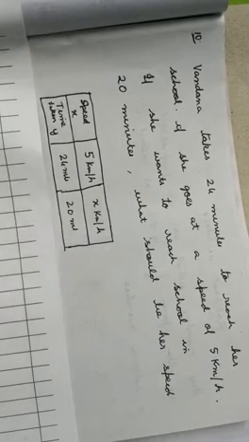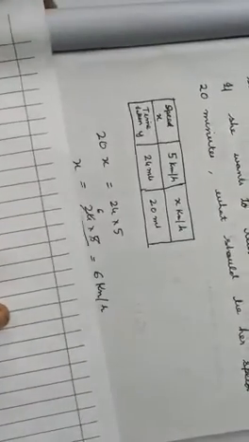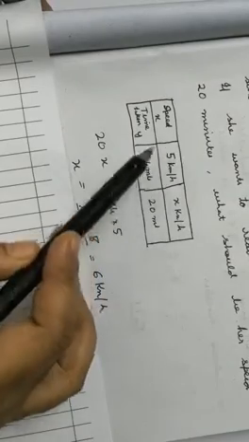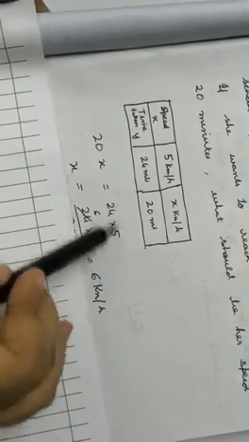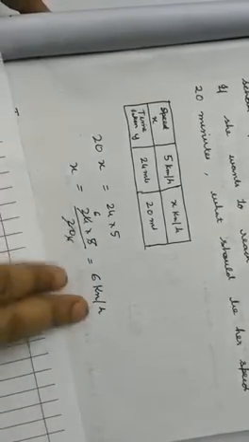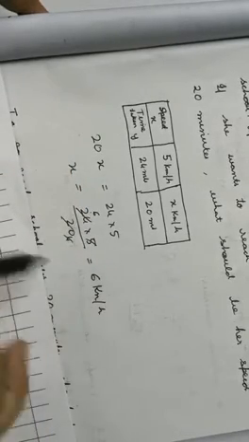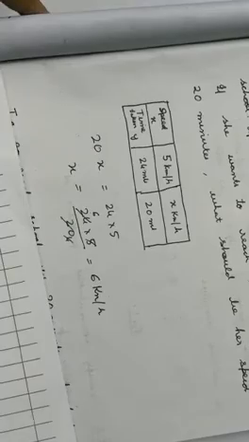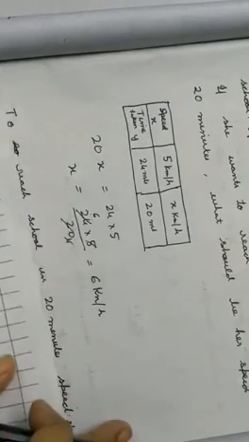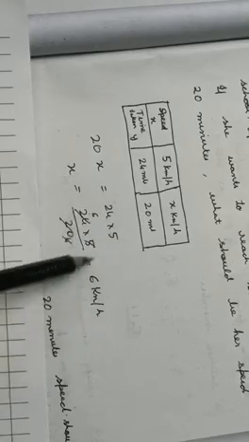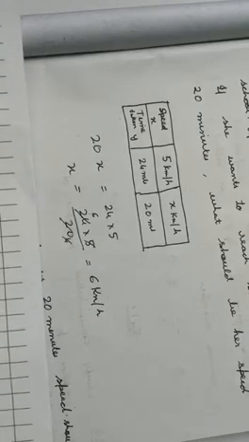If the speed is 5 km per hour, Vandana takes 24 minutes. Now the time taken is 20 minutes. What should be her speed? Let me take the speed as x. Exactly the same thing is going to happen: 20 into x is equal to 5 into 24. So x is 24 into 5 by 20, which comes out to be 6 km per hour. So if Vandana has to reach school in 20 minutes, she needs to walk at 6 km per hour.